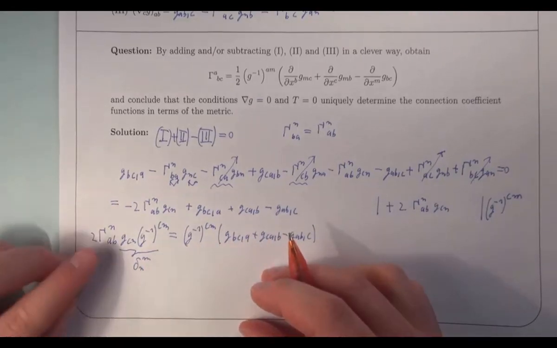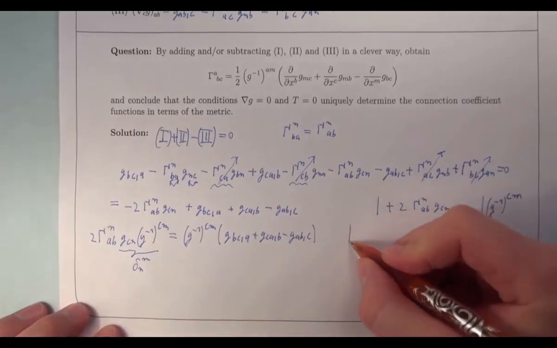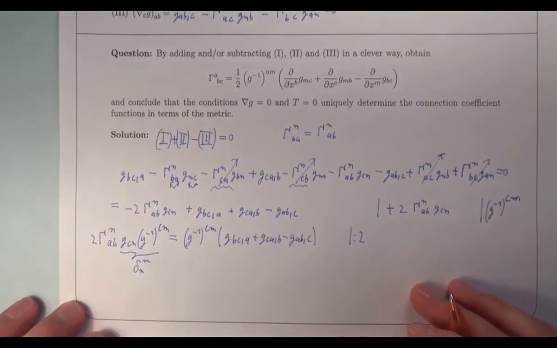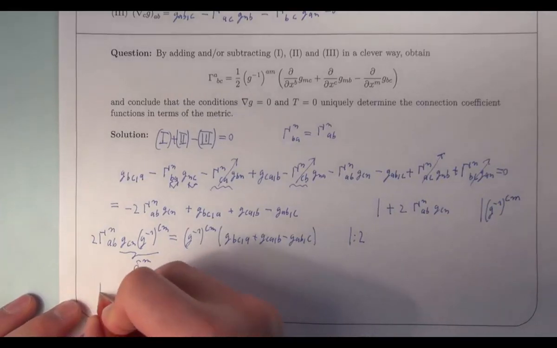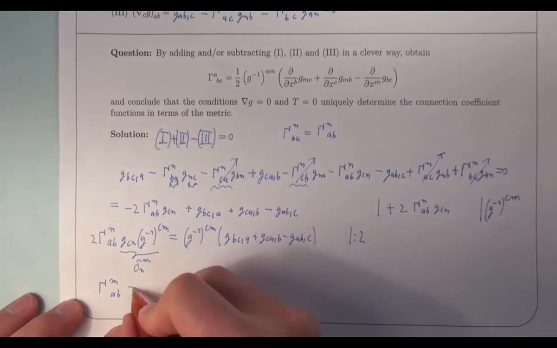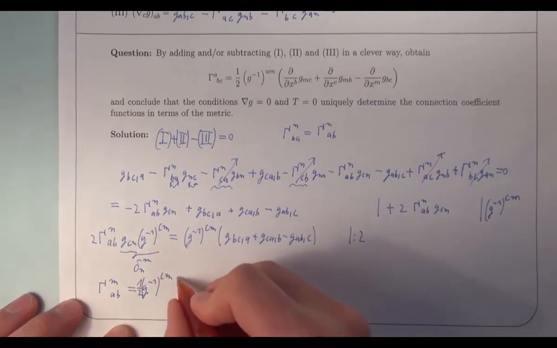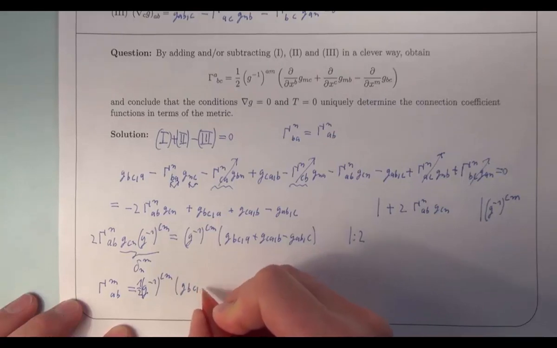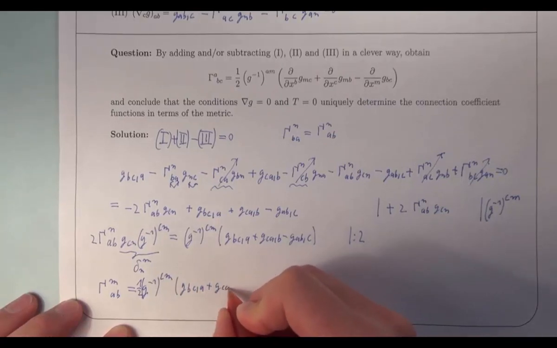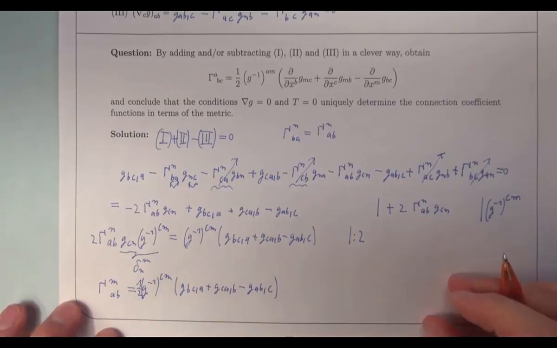Therefore, we can just rename this index n to m. And we also will divide with respect to 2. Therefore, we see gamma m a b is equal to 1 half g inverse of c m times g b c comma a plus g c a comma b minus g a b comma c.